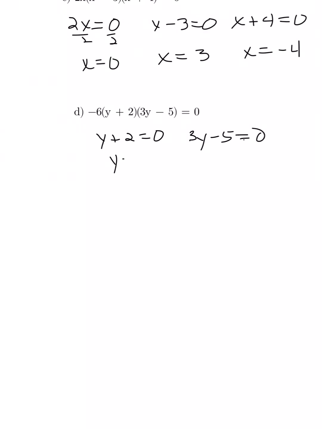Subtract 2 on the first quantity, you get y equals negative 2. Moving to the second equation, we're going to start by adding 5 and get 3y equals 5. And then divide by 3, and we get y equals 5/3.